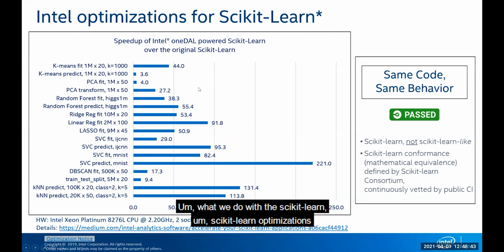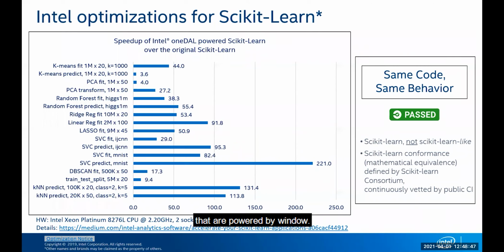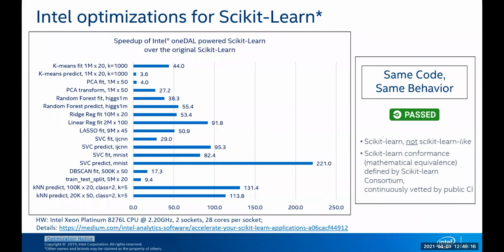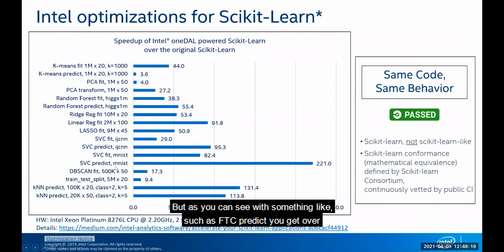What we do with the scikit-learn optimizations that are powered by oneDAL, we usually do it by popularity. So a lot of the most popular algorithms, such as SVC, such as linear regression, such as random forest, all of those have already been optimized. And there's actually a list of the optimizations available on the daal4py website, which gives you a list of everything that's currently optimized, and if there are certain parameter corner cases that maybe aren't optimized yet. But here's everything. We've even optimized train test split, which gives you a 9.4 times performance gain when you do that. But as you can see, with something such as SVC predict, you can get over 221 times speed up with just two lines of code change, which is amazing.